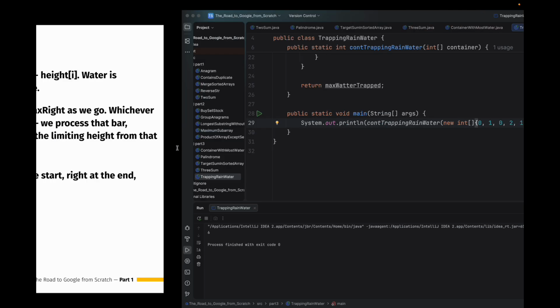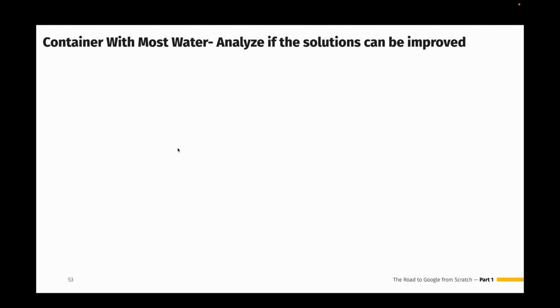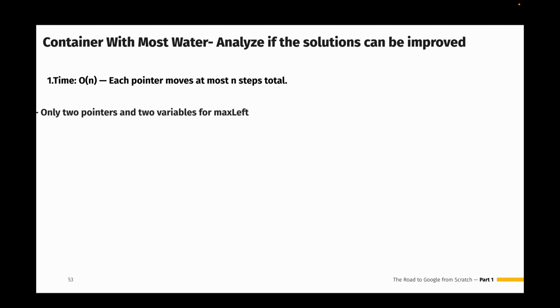Now let's analyze our solution. So the time complexity is O(n) because each pointer moves at most n steps total, and the space complexity is O(1) because we have only 2 pointers and 2 variables for max left and max right. So I think that our solution is optimal, so we can leave it how it is.